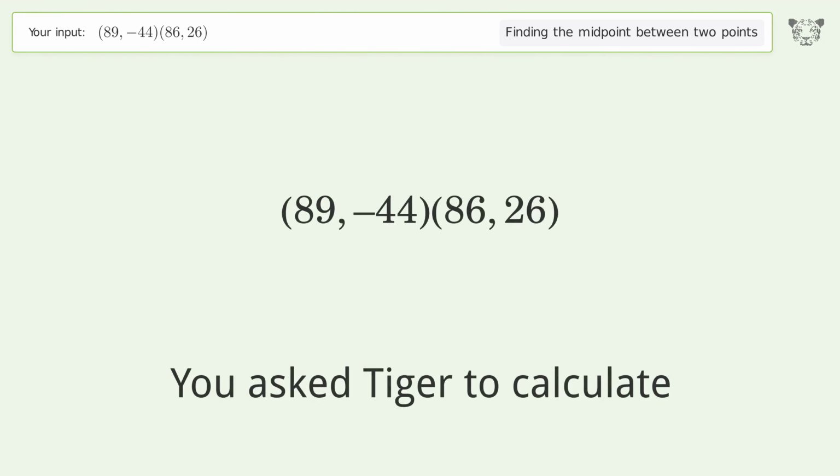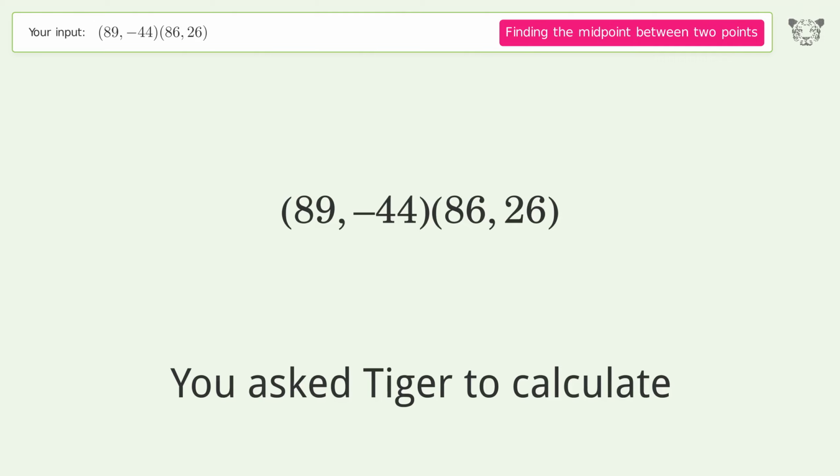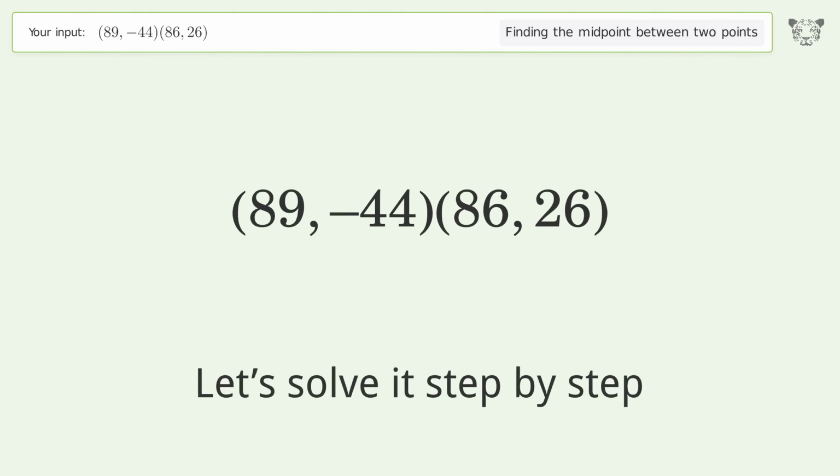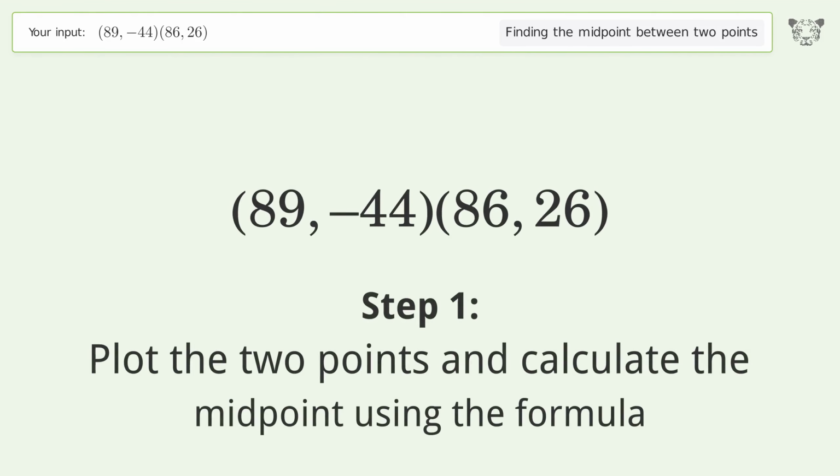You ask Tiger to calculate. This deals with finding the midpoint between 2 points. The midpoint between the 2 points is 87.5, -9. Let's solve it step by step. Plot the 2 points and calculate the midpoint using the formula.